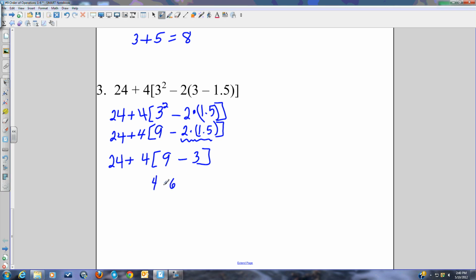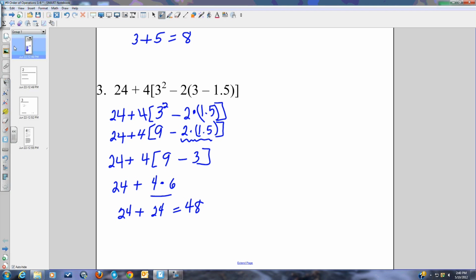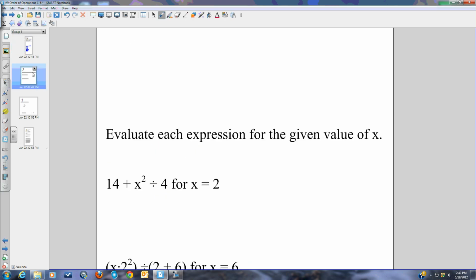And so now the 4 is multiplying the brackets, so we're just going to say 4 times 6, and the addition is what we have left. Now we do multiplication first, so 4 times 6 is 24. So we're left with 24 plus 24, which gives us 48. Alright, so let's move on.